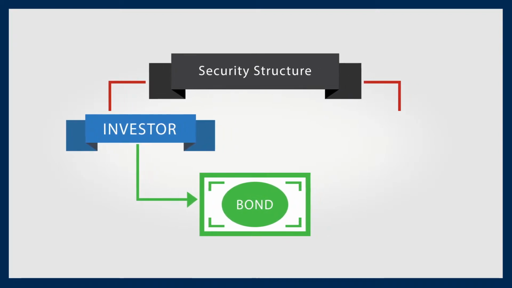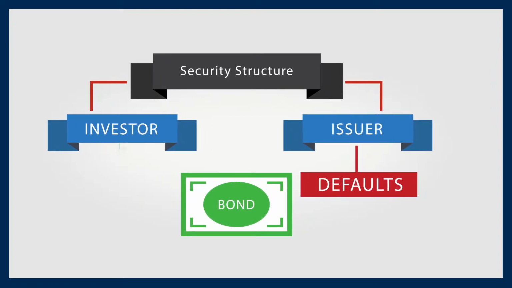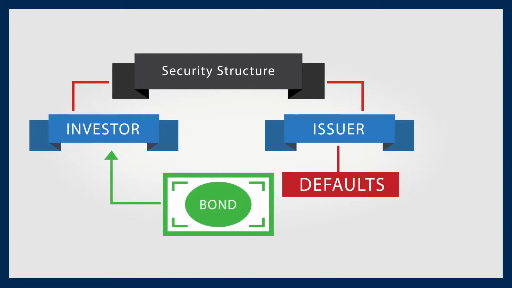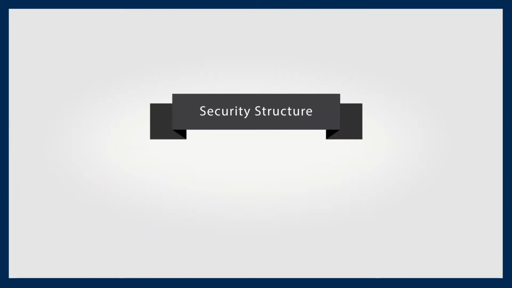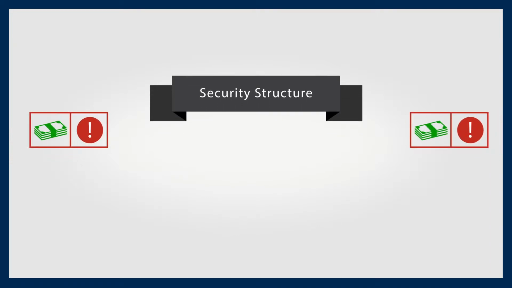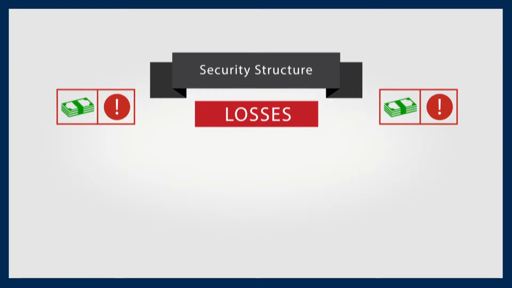As a bond investor, your level of security will depend on the type of bond that you've invested in. In the case of the issuer defaults, you might get some or all of your investment back if there are sufficient assets left. Let's begin with taking a look at the overall security structure of a typical corporation. We'll do this by looking at the order in which losses are borne.